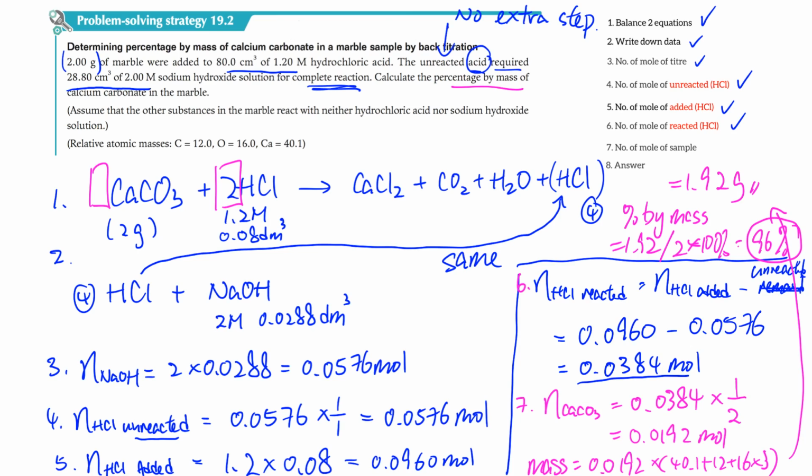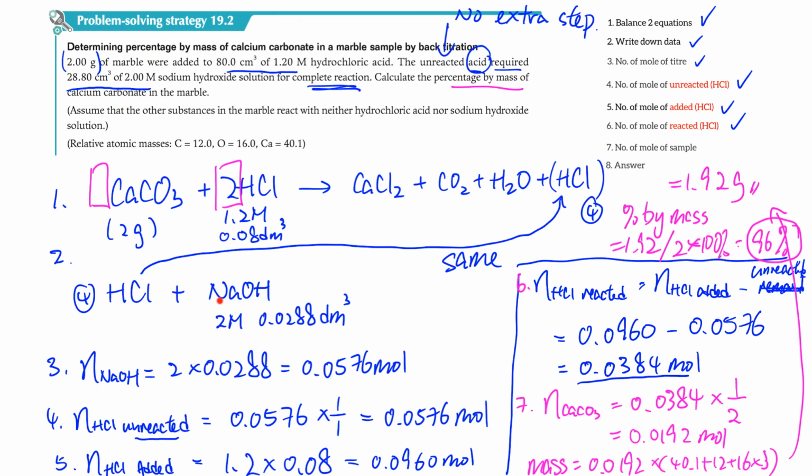So this is basically how we're going to do back titrations. Remember, it involves 2 equations, and the remaining HCl you have to label. How can you do the back titration? Well, you have to illustrate whether you're calculating the unreacted one, the added one, or the reacted one. These words are very important to help you clarify what you're doing.